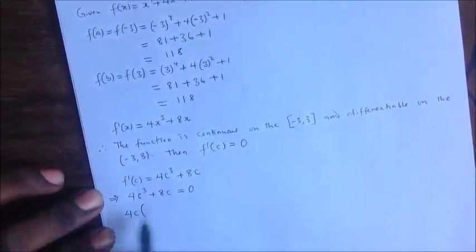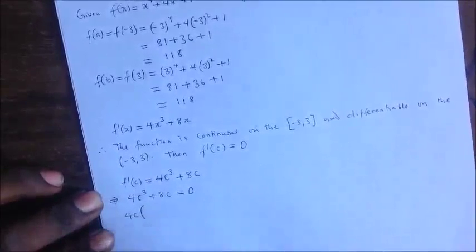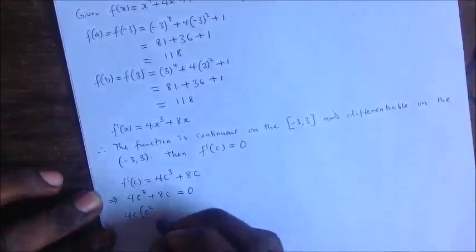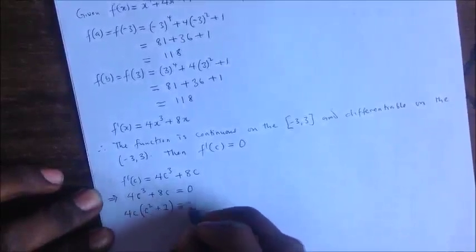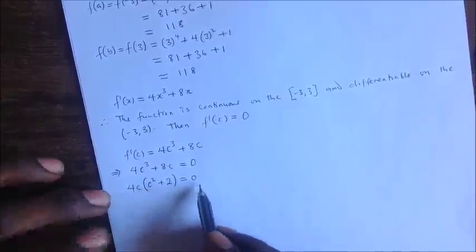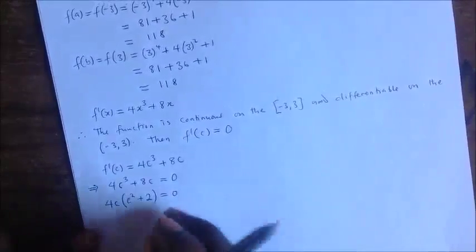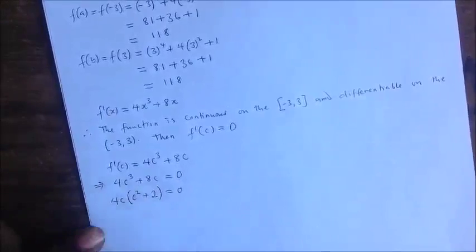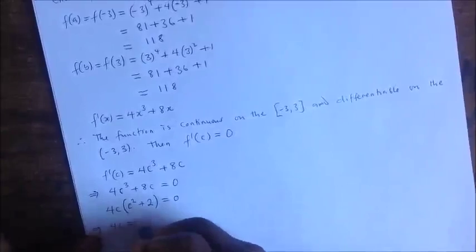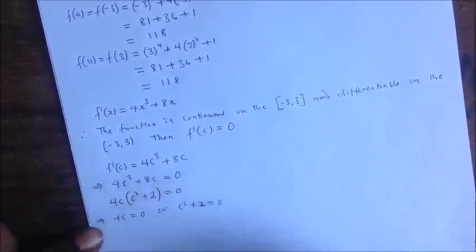To get the terms in the bracket, we should divide the previous terms by the common factor. So 4c cubed divided by 4c is c squared, then plus 8c divided by 4c is plus 2, equal to 0. Then this multiplied by this is equal to 0. That is, their product is equal to 0. So definitely one of them must be 0. Therefore, either 4c is equal to 0 or c squared plus 2 is equal to 0.